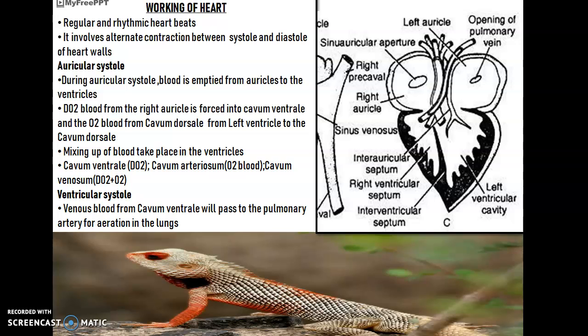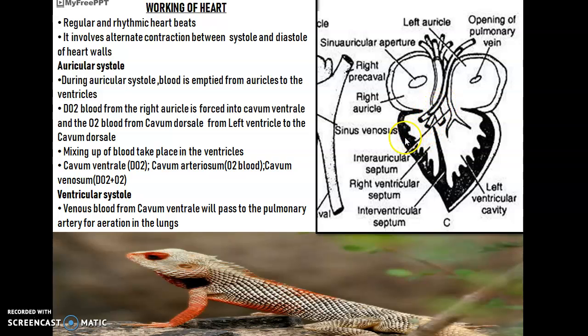Then comes the ventricular systole. What is meant by ventricular systole? Yes, it is the contraction of the ventricular chambers. That means the right as well as left ventricle begin to contract during ventricular systole. So what happens? The venous blood from the cavum ventrale moves to the pulmonary artery for aeration in the lungs. We know that from the right part of this ventricle, a pulmonary artery is generally arising here.